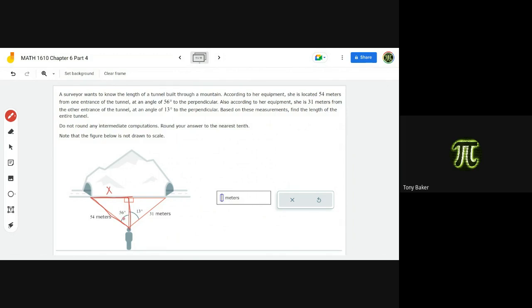So I'm standing at 56, right? X is my opposite. And 54 is my hypotenuse. So that means I'm going to use sine. So sine of 56 equals x over 54. So x is 54 times sine of 56.